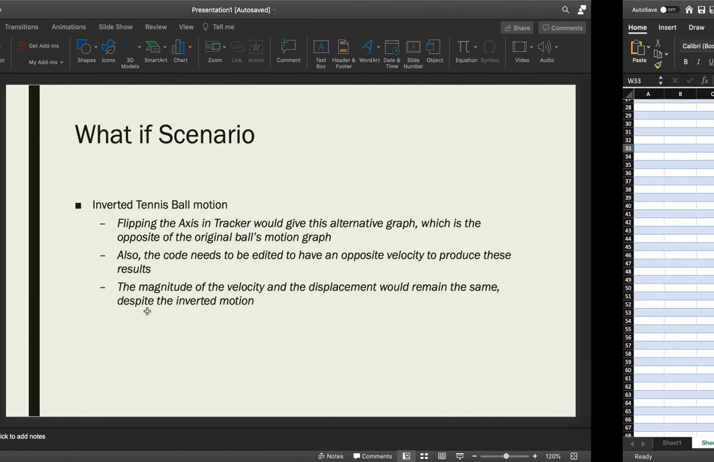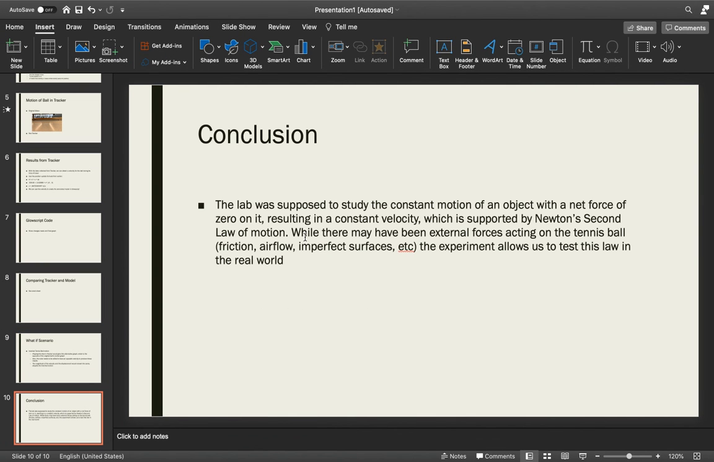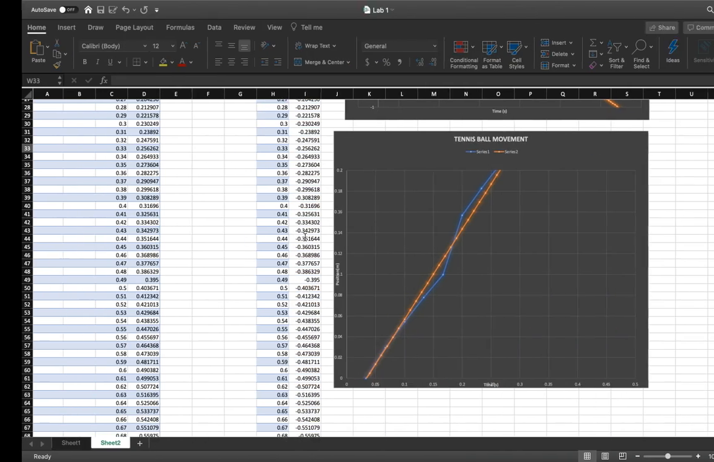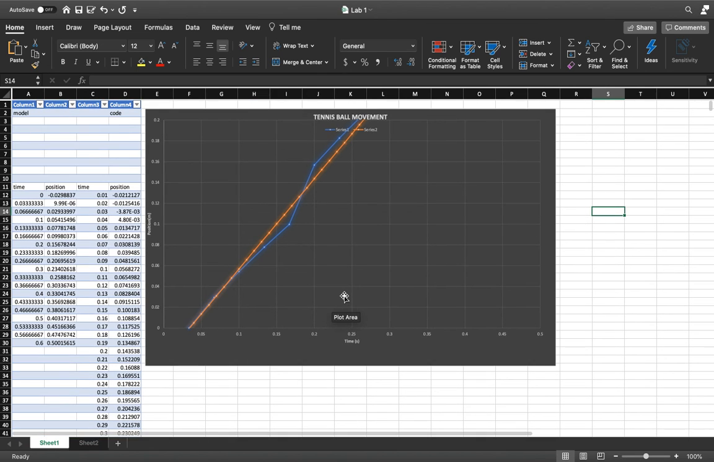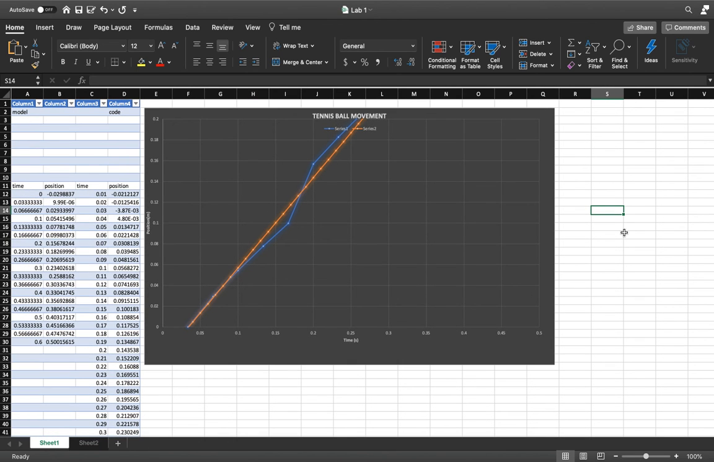Now we'll just close it up. This lab was supposed to study the constant motion of an object with a net force of 0 on it, resulting in constant velocity, which is supported by Newton's second law of motion. And while there may have been various external forces acting on this tennis ball, such as friction, airflow, imperfect structures, etc., the experiment allows us to test this law in the real world. And as said before, there was definitely some user error via Tracker, not rolling the ball perfectly straight. But nevertheless, as we see again, take one last look at the graph, this definitely supports this law, as the lines are very similar to each other.